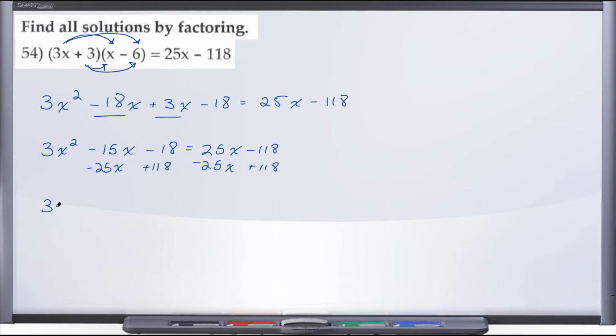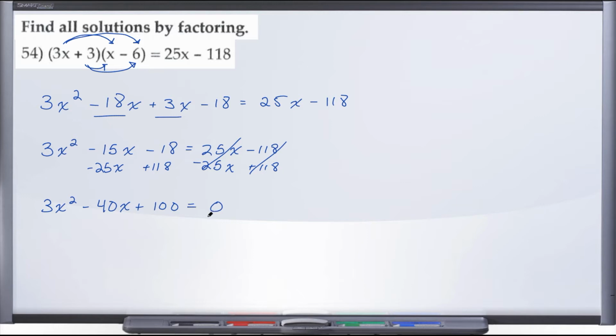So that leaves us with 3x squared. And now negative 15x minus 25x gives us minus 40x. Negative 18 plus 118 gives us plus 100 equals, and now the right-hand side canceled out, so we're left with 0 on the right-hand side. So now we have all of our terms on the left-hand side, and our equation is set equal to 0.